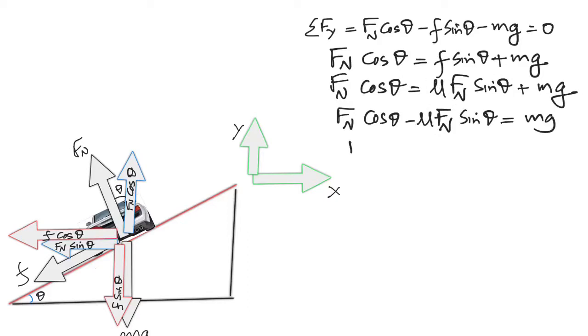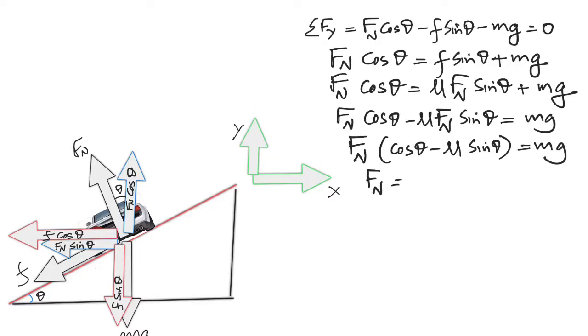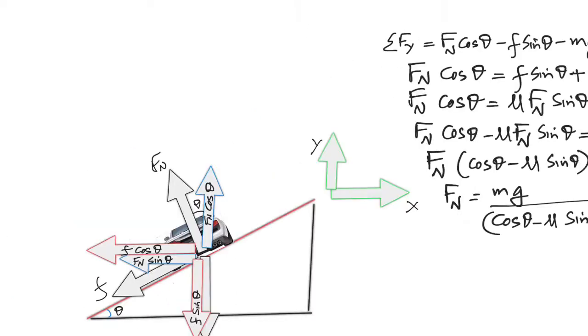And then take Fn as a common factor. So that leaves cosine theta minus mu sine theta, which is equal to mg. So that's one equation. And we can, of course, make Fn the subject, and that will give us mg divided by cosine theta minus mu sine theta. So let's call that equation number 1.